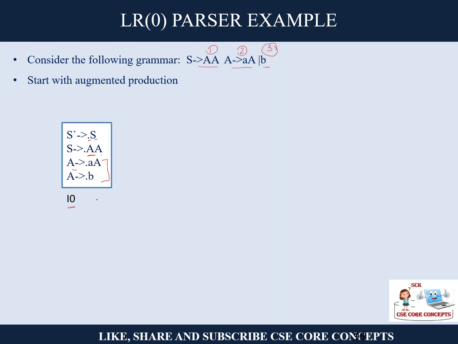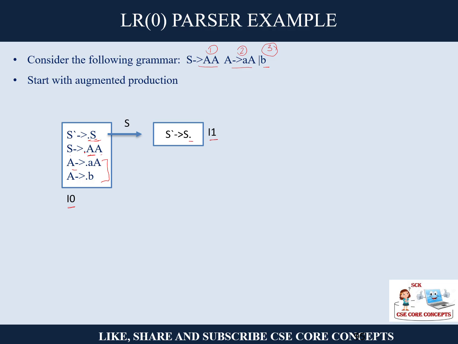Now in the second level you have to start with each of them, so you have to expand. Let us get started with this one. For S you get S dash is S dot. After the dot nothing is there, so we are going to stop here, and this is our closure I1.